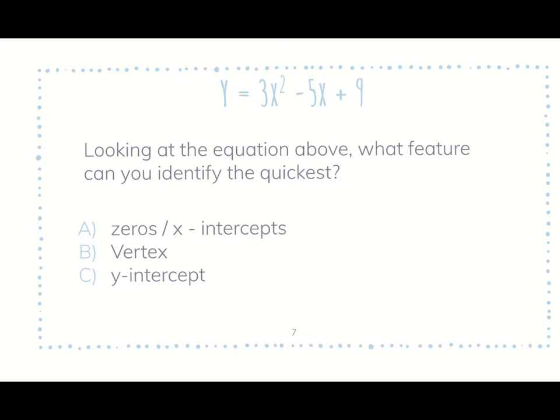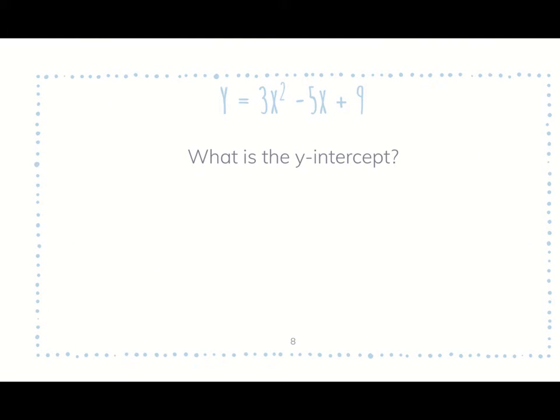Hopefully we selected y-intercept, because remember, that is what standard form quickly tells us. And how do we find that y-intercept? Well, remember the y-intercept is always the c value. So in this instance, we would have a is 3, b is -5, and c is 9. So the y-intercept would be at (0, 9), where the y-intercept is always the c value.